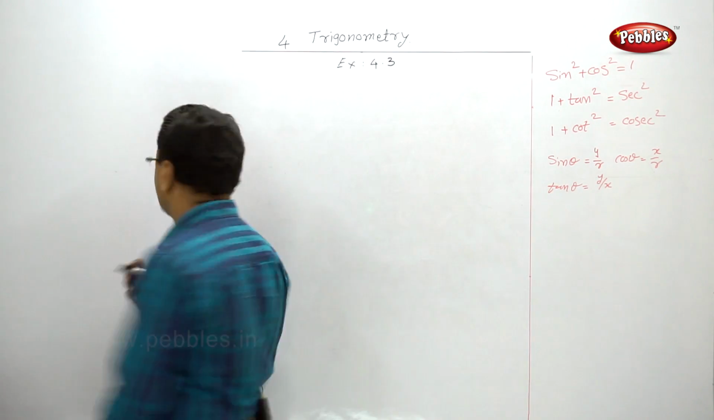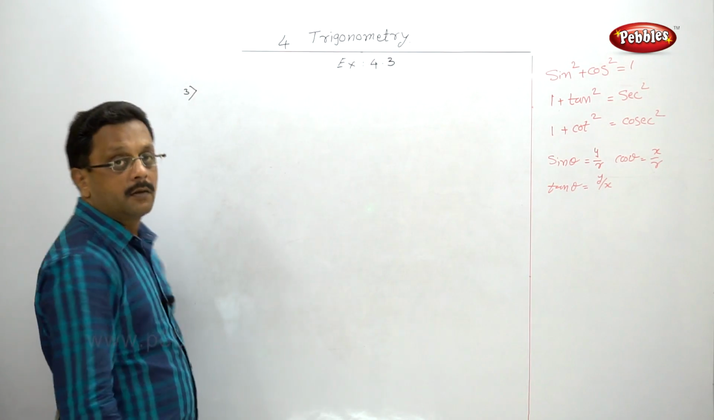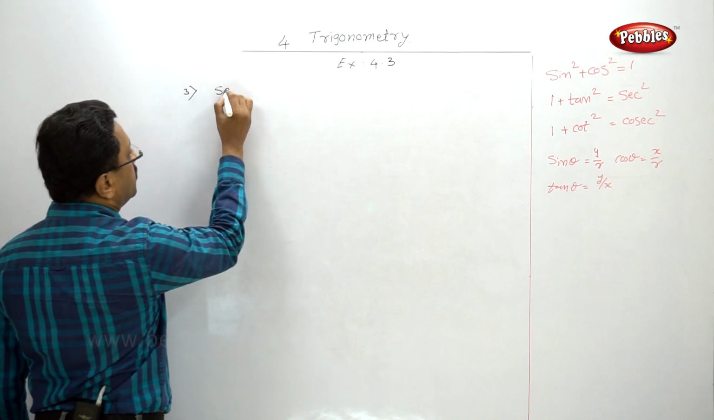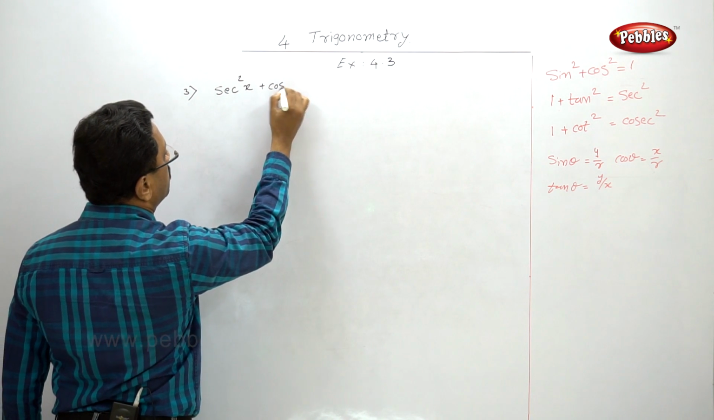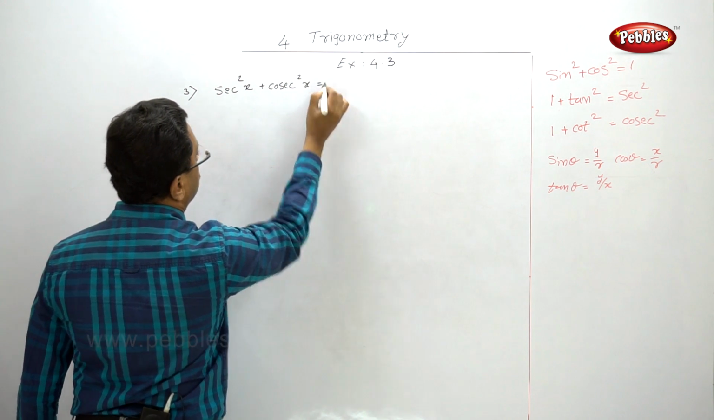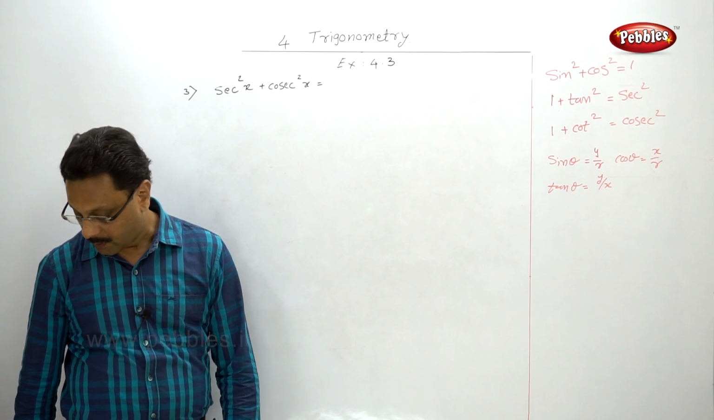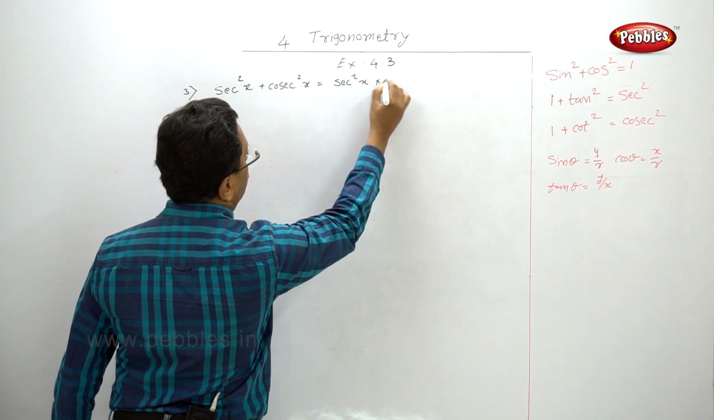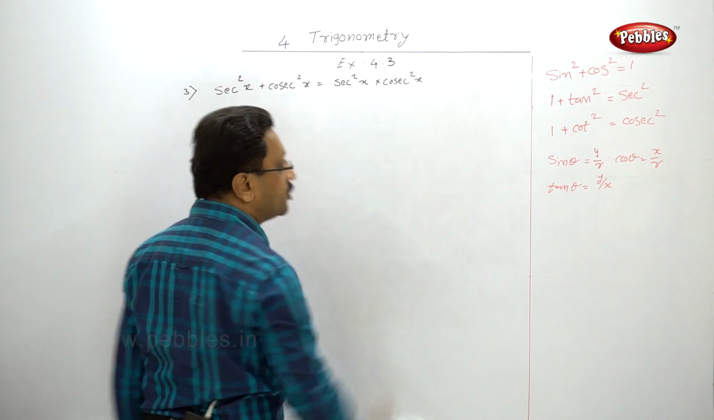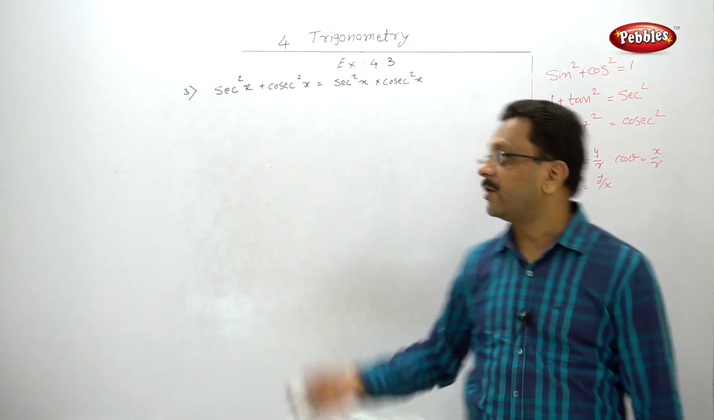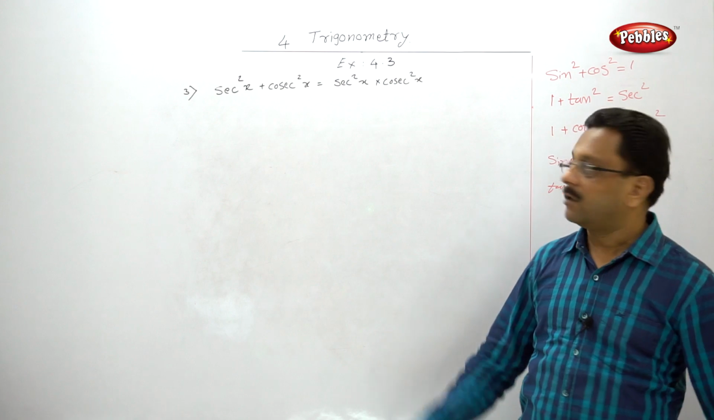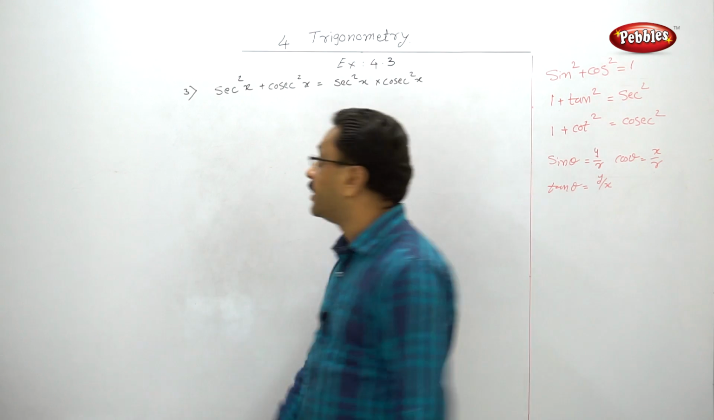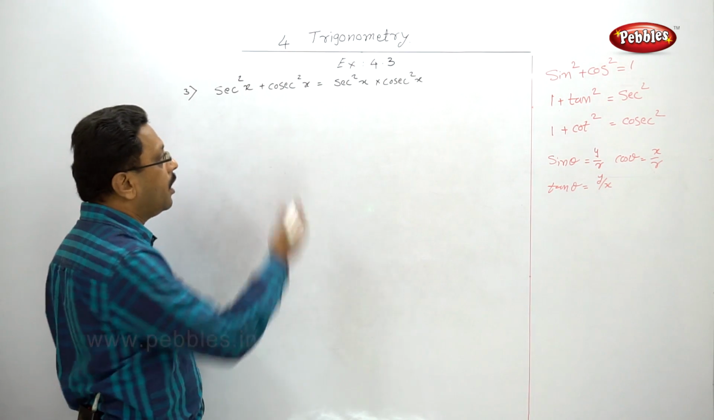Example 3, third sub question: sec square x plus cosec square x is equal to sec square x into cosec square x. Actually it is theta there, instead of theta I have written x, doesn't matter. But in the exam, if it is theta you write theta, if it is x you write x, whatever the variable or the angle is. How will you solve this?